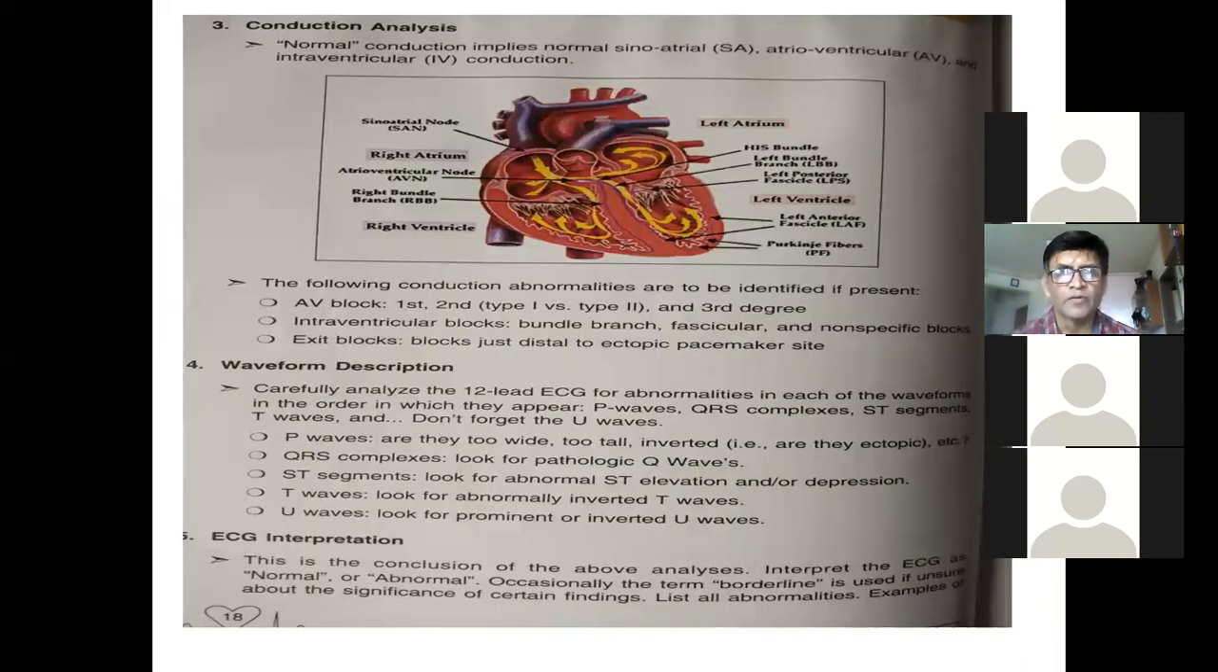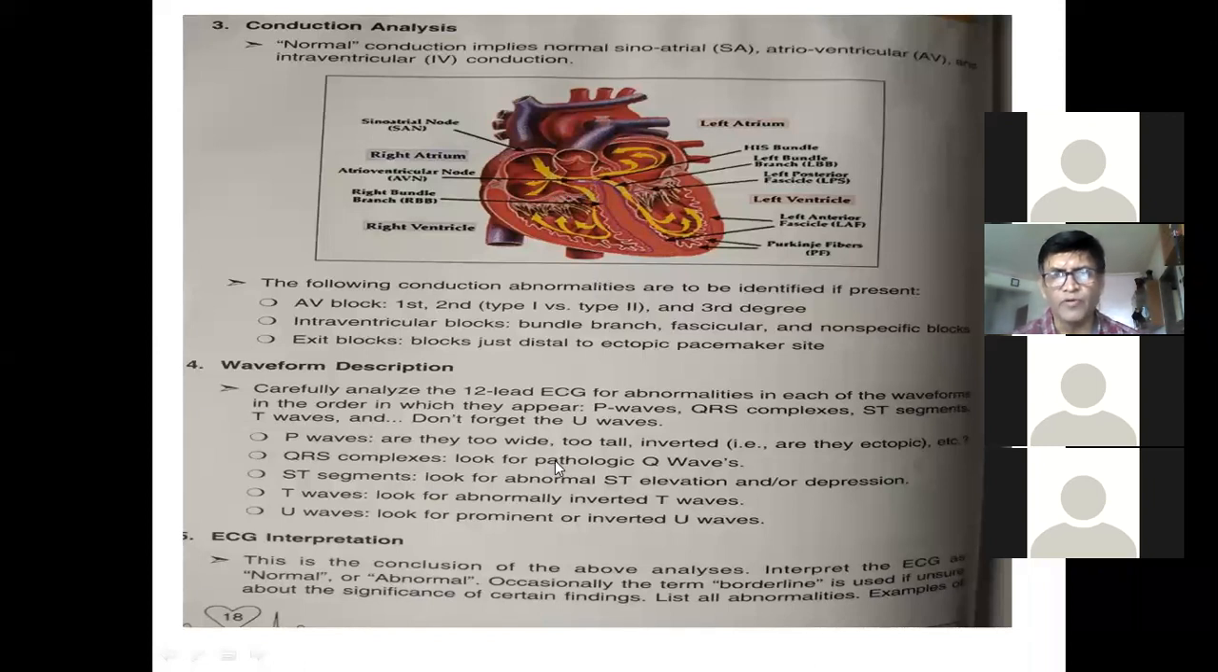Next part. So this is how the conduction goes. This is very clear. Last time I did this, I'll just revise. The SA node impulse comes to the AV node, and then it goes to the bundle of His, and then to the left side and the right side. Revision of the last session.